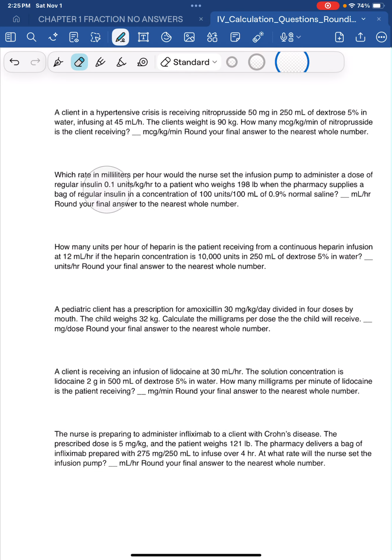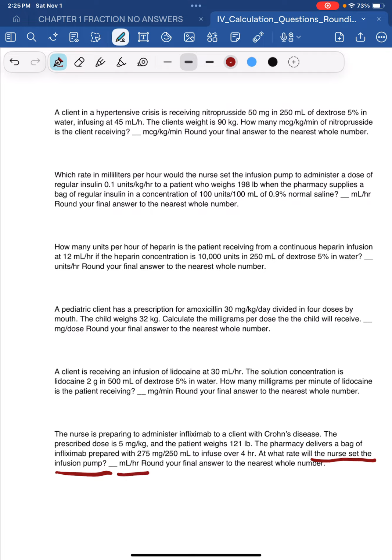So let's see. As we go down here, what are we looking for? They say at what rate the nurse will set the infusion pump rate. Okay, so let's look at which one we have. The nurse is getting ready to administer a med for a client that has Crohn's disease. The doctor prescribed a dose of 5 milligram per kilogram. The patient weighs 121. They say 275 milligrams in 250 ml to infuse over 4 hours. You see, we are looking for milliliter per hour.